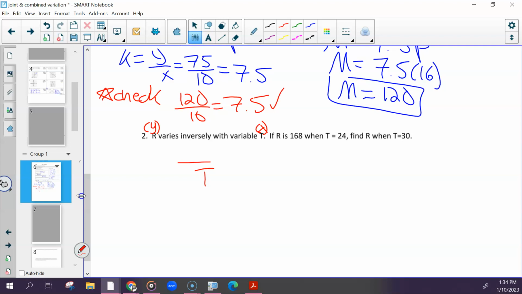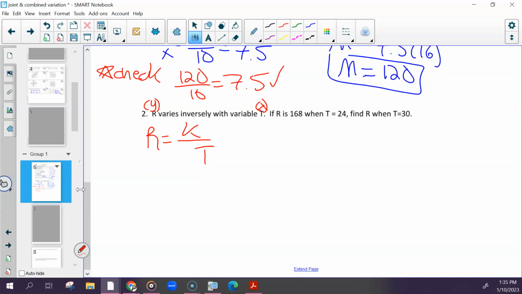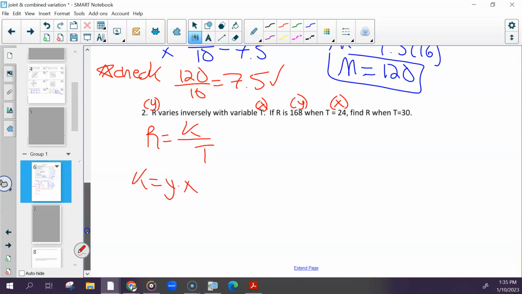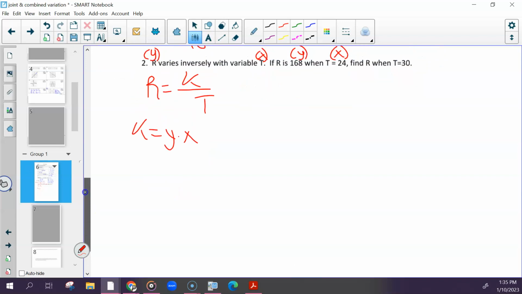How would we set up the rest? Not X. What are we missing? K. So R equals K over T. Just like our regular inverse equations, but instead of Y and X, it's R and T. So if R is like Y and T is like X, we can use our K equals Y times X to find K. So 168 times 24.